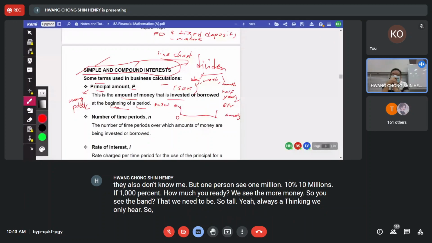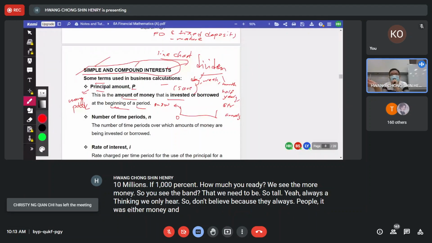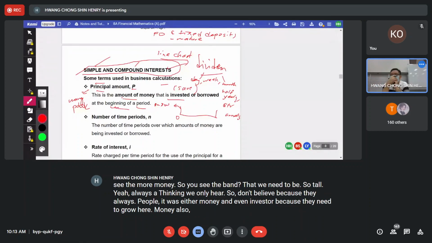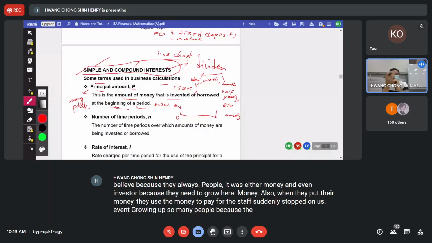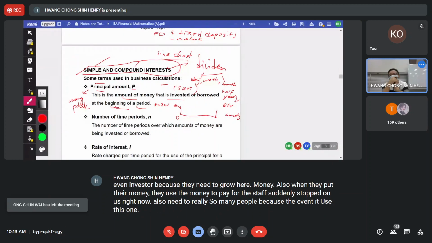So don't worry, because they always take our depositors' money and invest. Why? Because they need to grow their money also. When they grow their money, they use it to pay staff salary, staff bonus, correct or not? So many workers who invest also need to earn salary. They have to pay salary for them, pay the bills and so on. Correct? Okay?